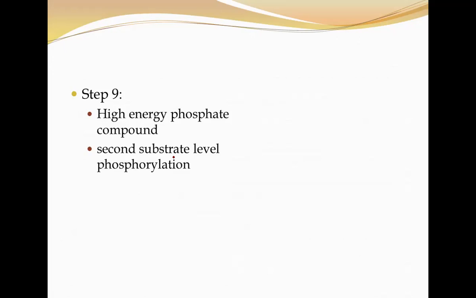Last but one step: the high energy phosphate group present in phosphoenolpyruvate is now unstable and wants to give away that phospho group, and the acceptor happens to be ADP. This is our second substrate level phosphorylation, which will generate ATP, giving us ultimately our final aerobic end product, that is pyruvate.